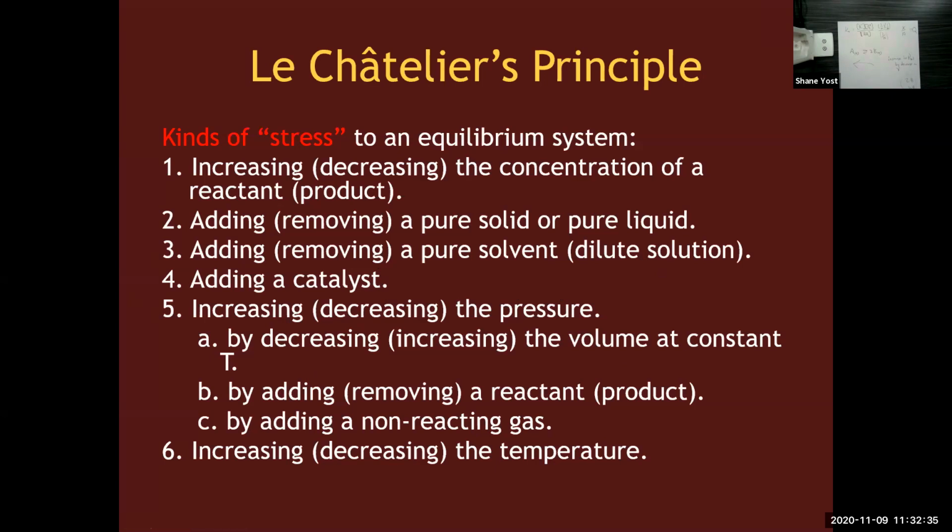Okay. And so we just talked about changing pressure by changing the volume. We've talked already about adding or removing reactants. 5B here is the same thing as 1. If I add or remove reactants, changing their concentration or their pressures, it's going to affect the equilibrium. Okay, but what about if I add a non-reacting gas to my system? Will that affect the equilibrium? Add stress to it? Some yeses.